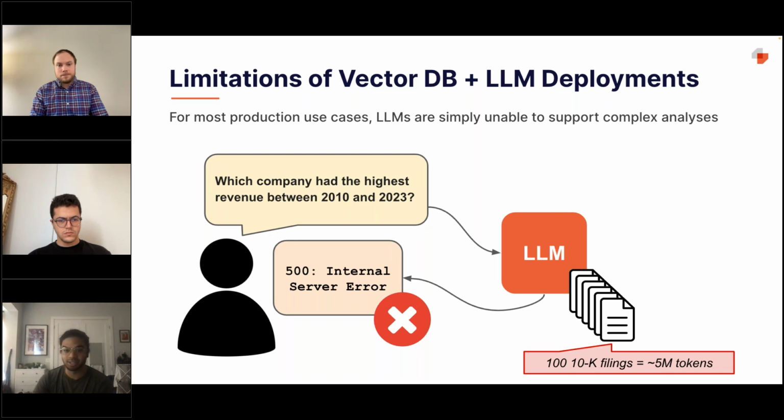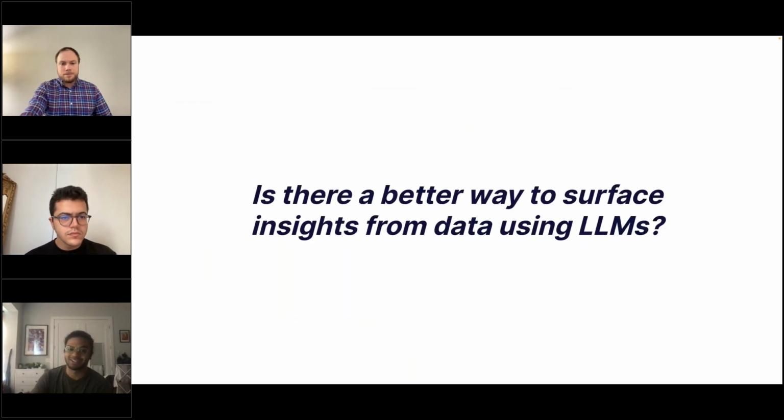10K filings are notoriously long, and if you have even a slightly non-trivial number of them, like 100, you're looking at about 4 million words or 5 million tokens. There's no LLM today that can take this as input, and the user is most likely to receive an error code for their troubles. Now, of course, this leads us to asking the question, is there a better way to surface insights from data using LLMs? And the answer, obviously, for this presentation, is that there is.